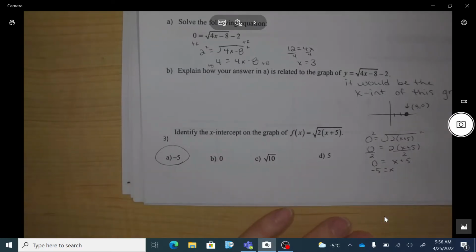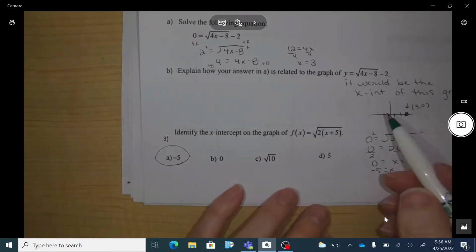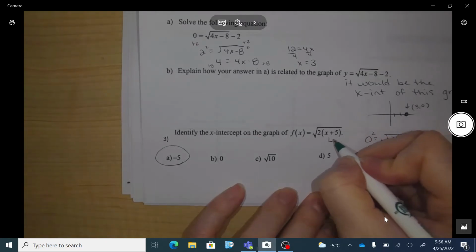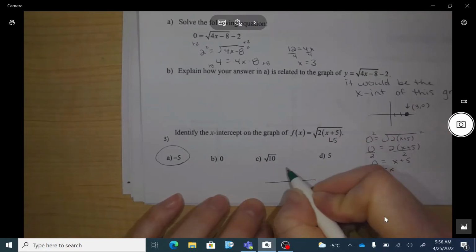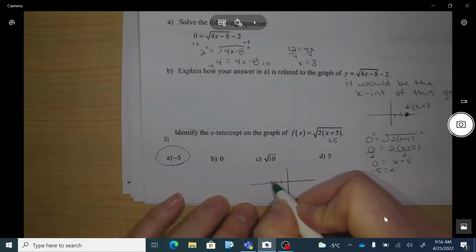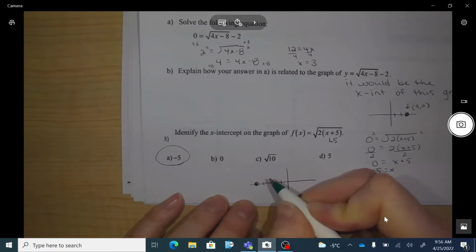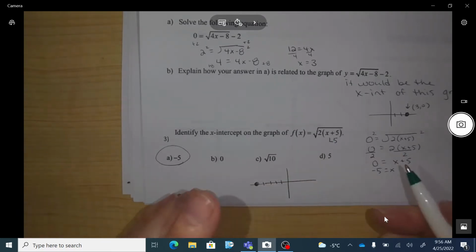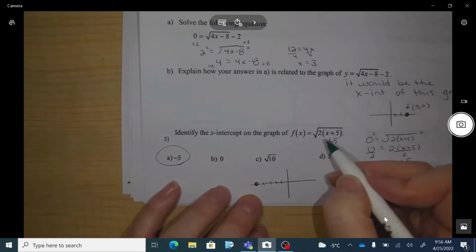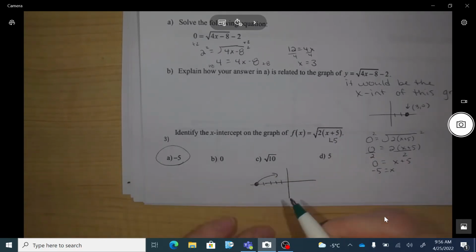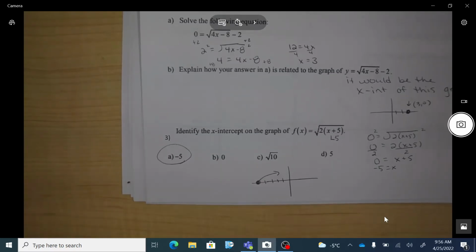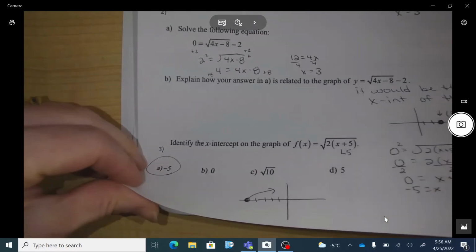Okay, you could also understand the graph of this. So this means to shift the graph left 5. And then it doesn't really matter the rest of it, but this goes still to the right up, just compressed. But that would be the graph. So the x-intercept would be -5 still.